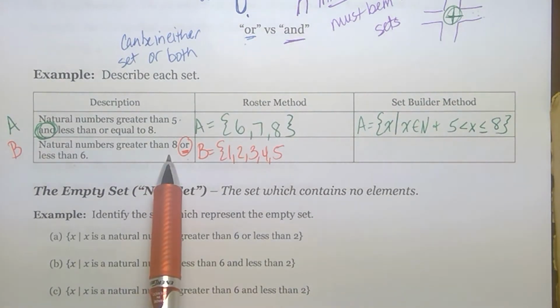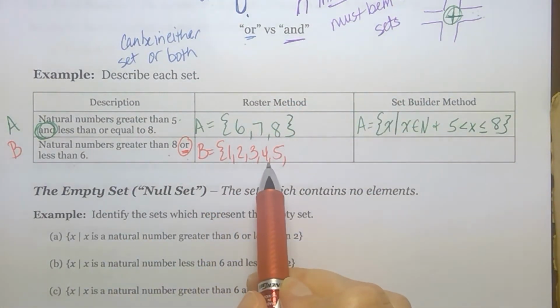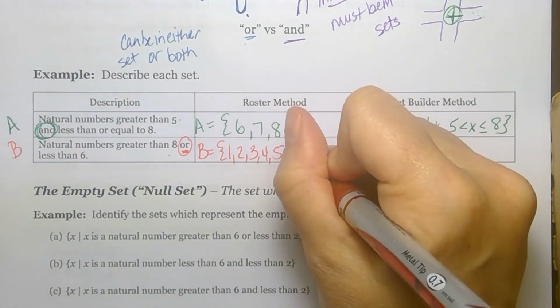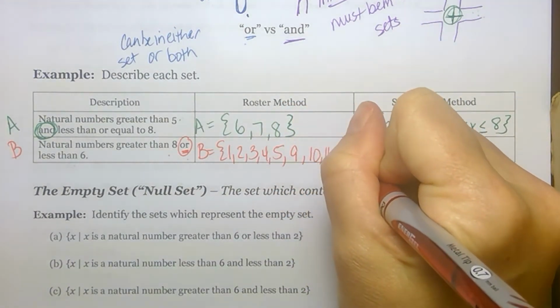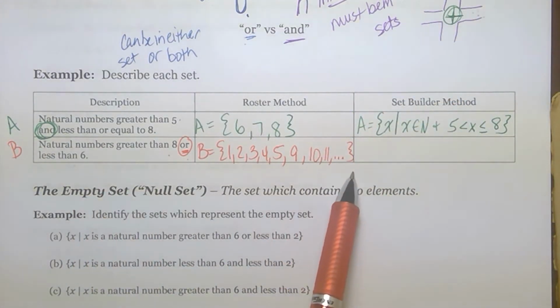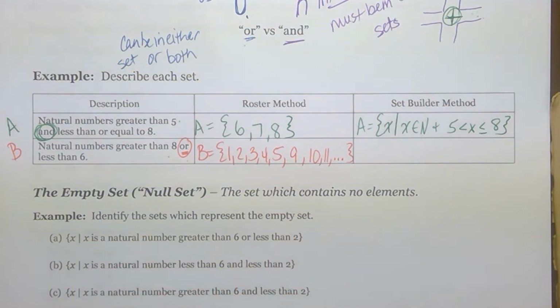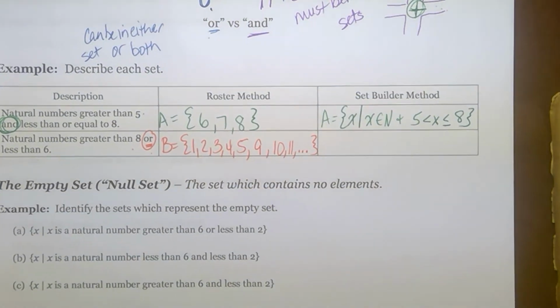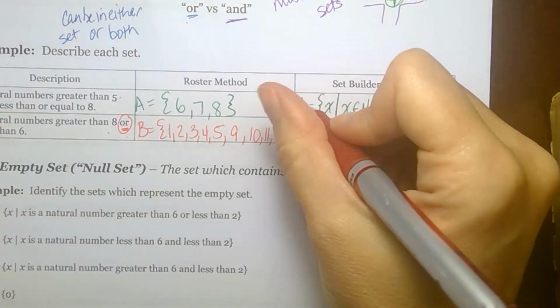That's less than 6, or greater than 8. I can't use 6, I can't use 7, I can't use 8, but I can use numbers that are greater than 8. So I'm going to do 1, 2, 3, 4, 5. Then I'm going to skip. I don't use an ellipsis because I'm not going to include those values. I use the ellipsis at the end to show greater than 8 keeps on going. But there's just this gap in the middle where not all of those numbers are listed.